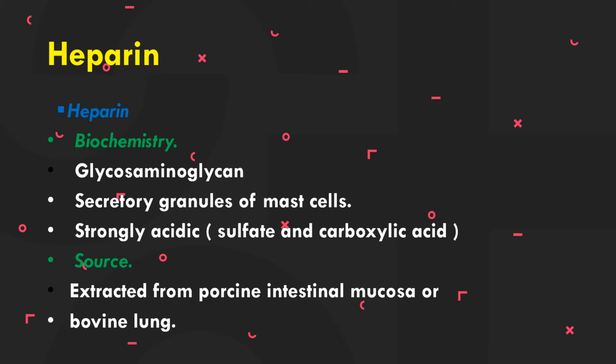It is released from the secretory granules of mast cells, and it's strongly acidic in nature. Sulfate and carboxylic acid groups are present in its structure. It is extracted from porcine intestinal mucosa or bovine lung.